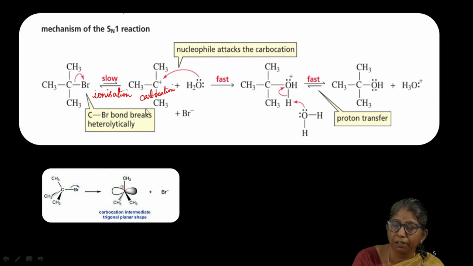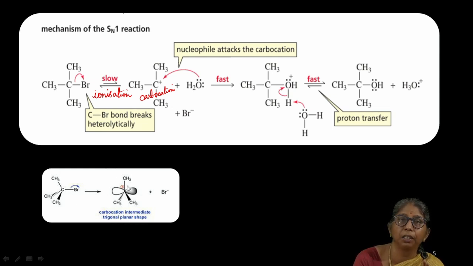So the first step is ionization, the second step is the attack of the nucleophile, and the last is the proton transfer to form the final product, tertiary alcohol. The main point is that the reaction takes place in two steps and involves the formation of an intermediate called the carbocation intermediate. And what happens to the hybridization? You start with sp3 hybridization. The carbon is tetrahedral in shape, as in tertiary butyl bromide, and now the reaction takes place, and you have what is formed?